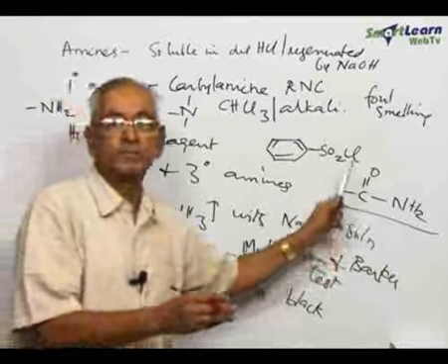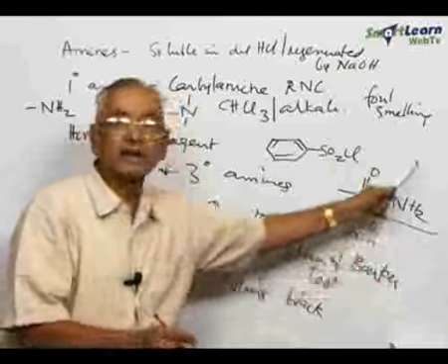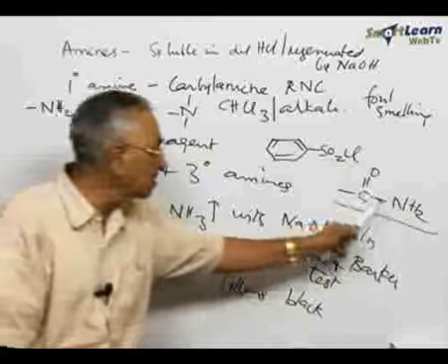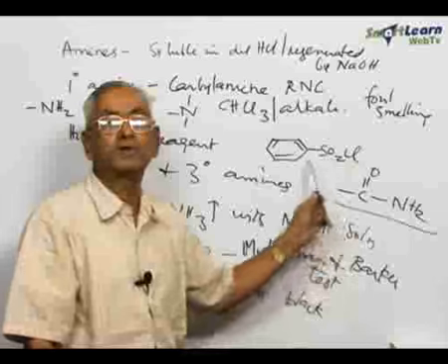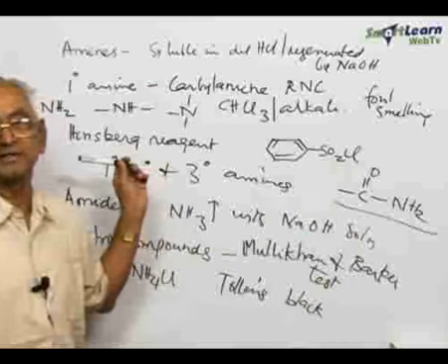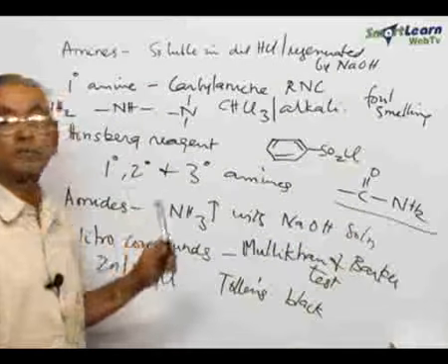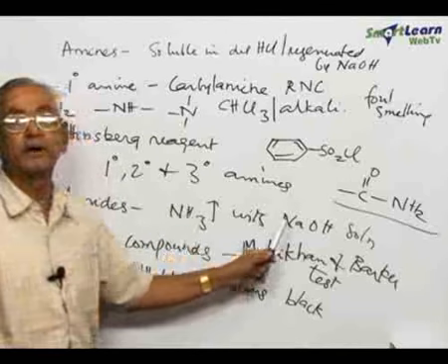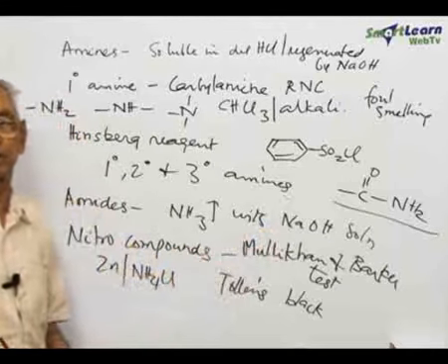Acetamide on treatment with sodium hydroxide will liberate ammonia, forming the sodium salt of acetic acid. So ammonia will be liberated and the sodium salt of the corresponding carboxylic acid will be produced in the case of the primary amides. So primary amides will liberate ammonia on treatment with sodium hydroxide solution.